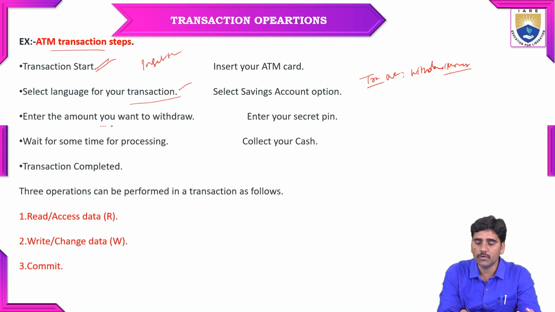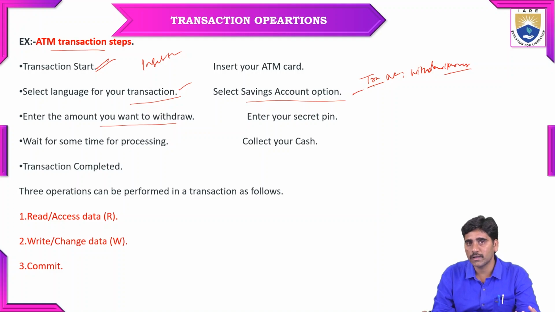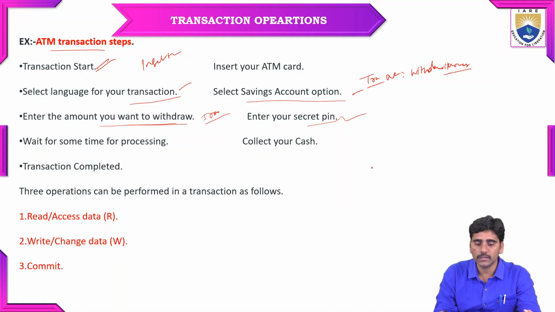Before entering the amount, select the account option, either savings or current account. Select the savings account option. Then it asks you to enter the amount you want to withdraw. Enter the amount, say 5,000 or 10,000. Then enter your secret PIN. After entering the PIN, it says to wait for some time for processing.